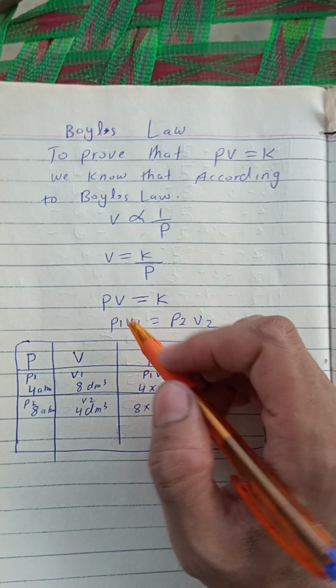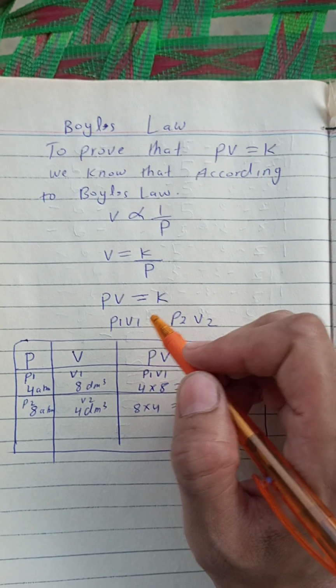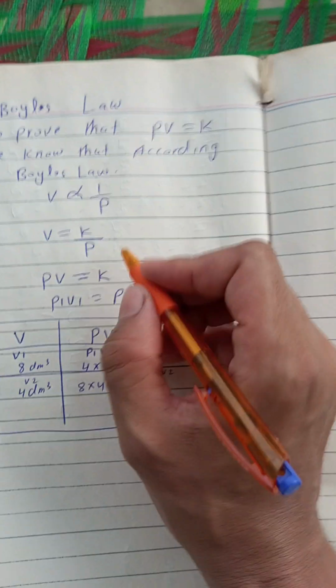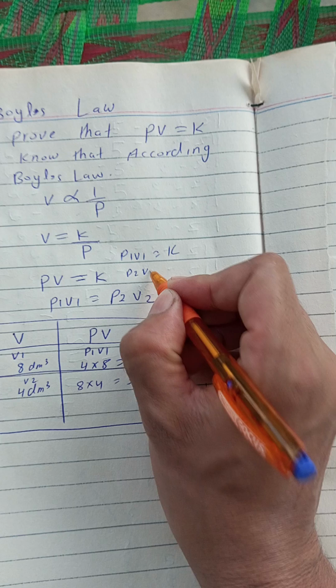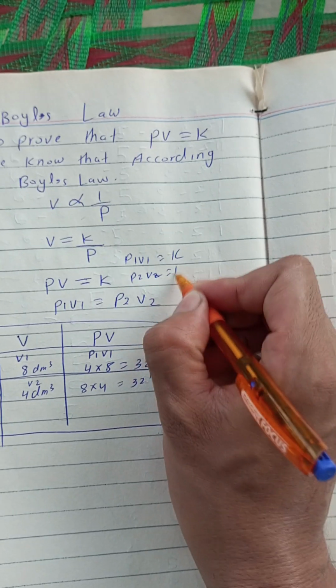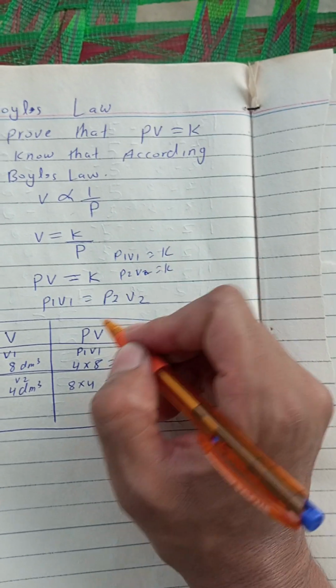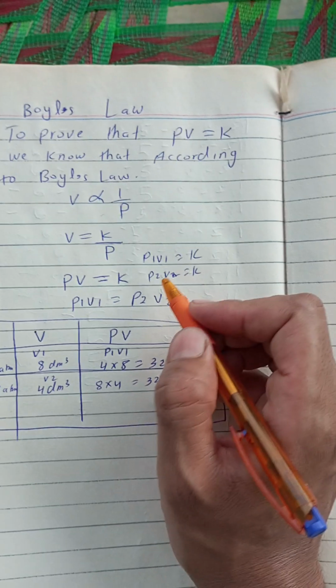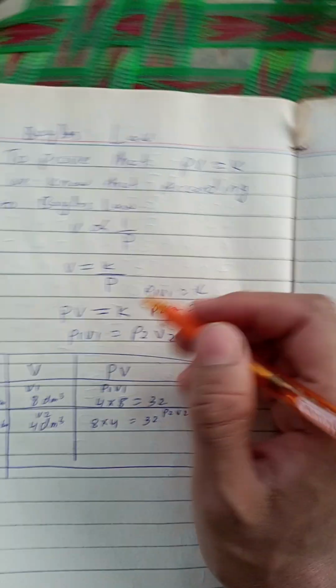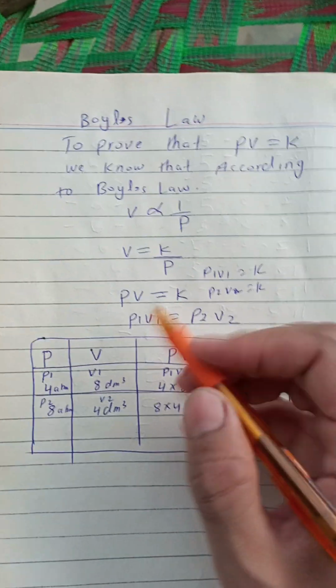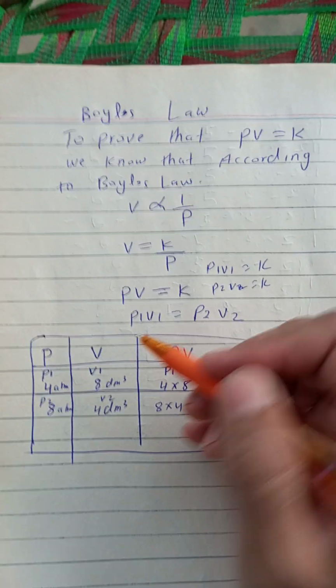And also we know that for the initial condition, P1 V1 is equal to K, and P2 V2 is equal to K. It is for the initial condition and it is for the final condition. So from here we can derive that P1 V1 is equal to P2 V2. Now how is PV equal to constant and how is P1 V1 equal to P2 V2? For this we will illustrate as follows.